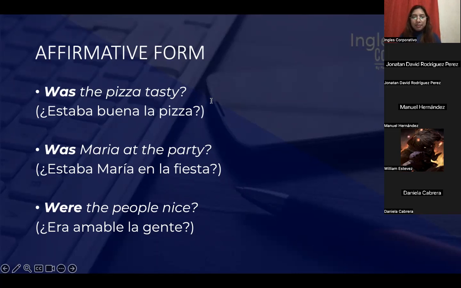Es importante hacer énfasis, colocar la preposición. Do you remember prepositions? Son las preposiciones, ¿ok? So that's it. The answer is yes, he was. Okay, awesome. Nos falta una, William. Okay, Joel, can you help me to read your practice?